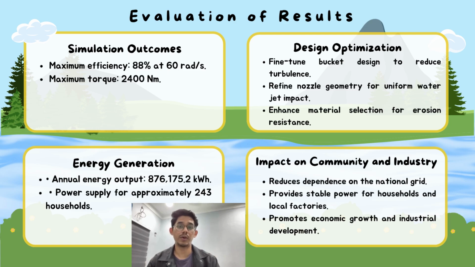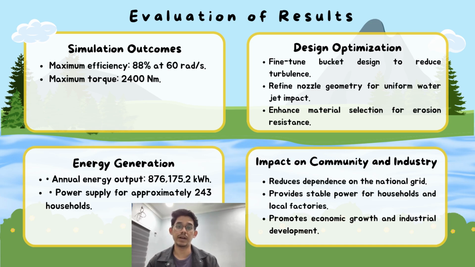Moving on to the design optimization, this result suggests that further fine-tuning is needed to improve the performance at higher speed. This includes adjusting the bucket design to minimize the turbulence and refining the nozzle geometry to ensure more uniform water-jet impact. Additionally, selecting material with a higher corrosion resistance will enhance the turbine's durability and reduce maintenance costs.